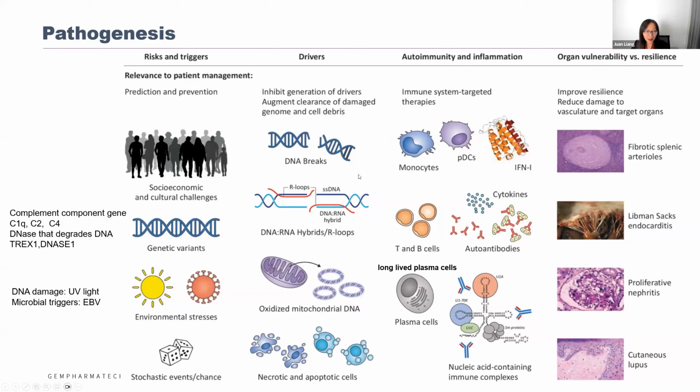The self-nucleic acid is the main driver for SLE development. It might be generated by DNA breaks, oxidized mitochondrial DNA, and necrotic and apoptotic cells. The self-nucleic acid could interact with autoantibodies to form immunocomplex.